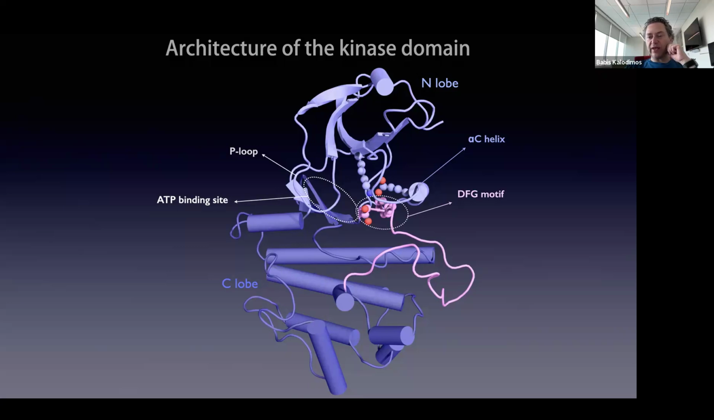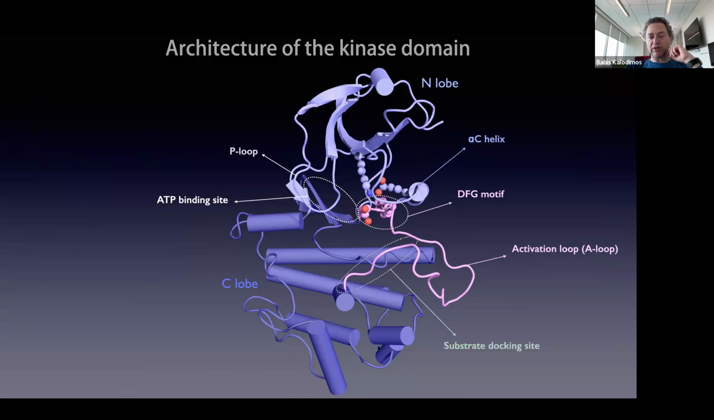We have the so-called DFG motif, which is super conserved in kinases. That's an aspartate and a phenylalanine. The aspartate is very important because it coordinates the magnesium, together with, of course, the nearby ATP phosphate groups as well. Then the activation loop, which is another very important structural feature.